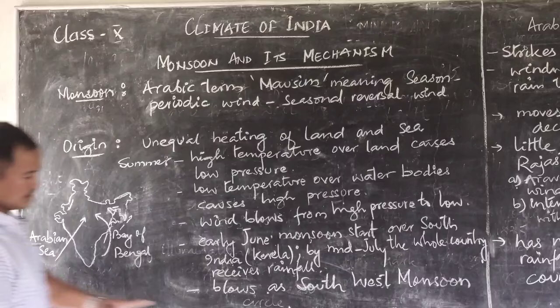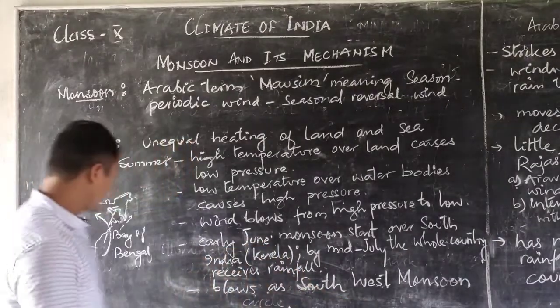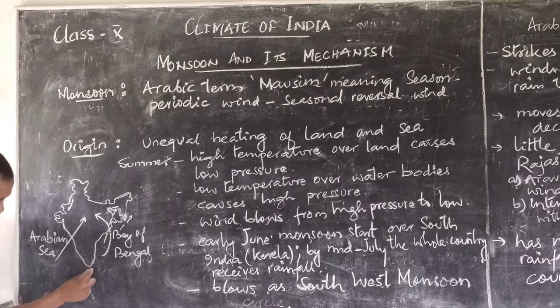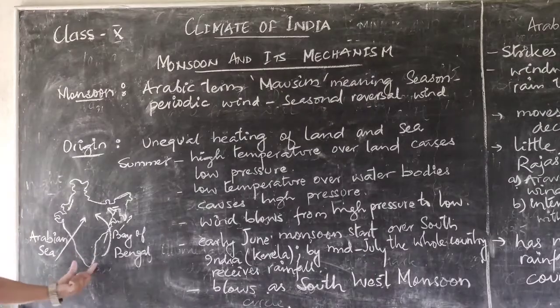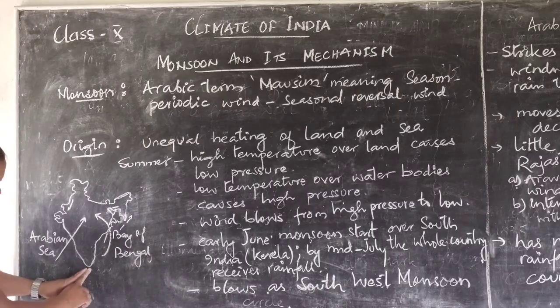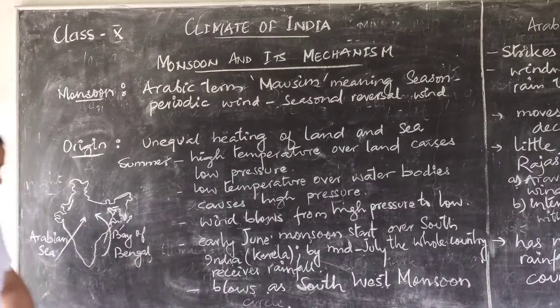Now this wind, the southwest monsoon wind, because of the tapering size of India, that means it's almost pointed, spear-like towards the south, is in fact divided into two branches. One that blows over the Bay of Bengal is known as the Bay of Bengal branch. The other that blows towards the Arabian Sea region is known as the Arabian Sea branch.